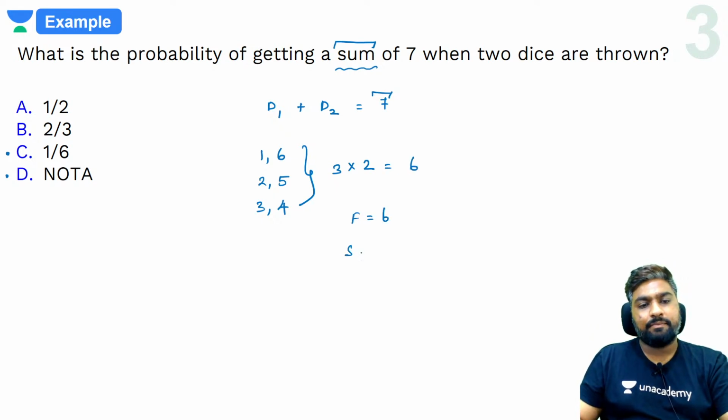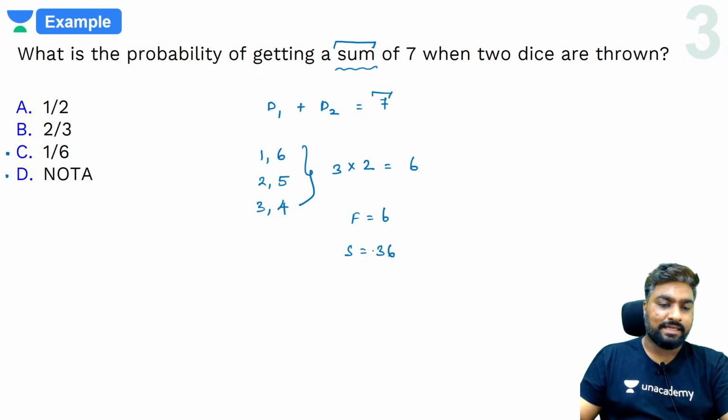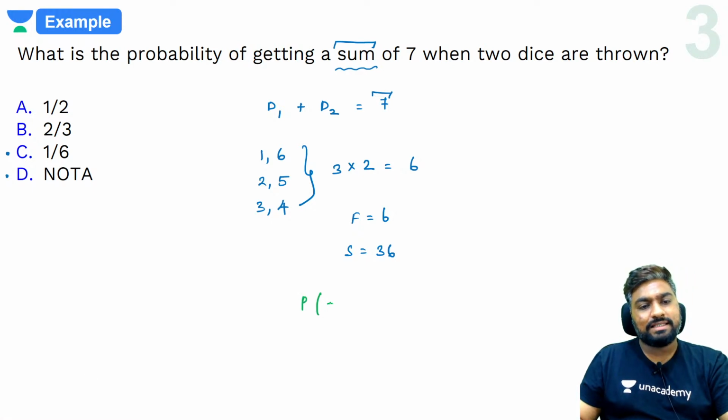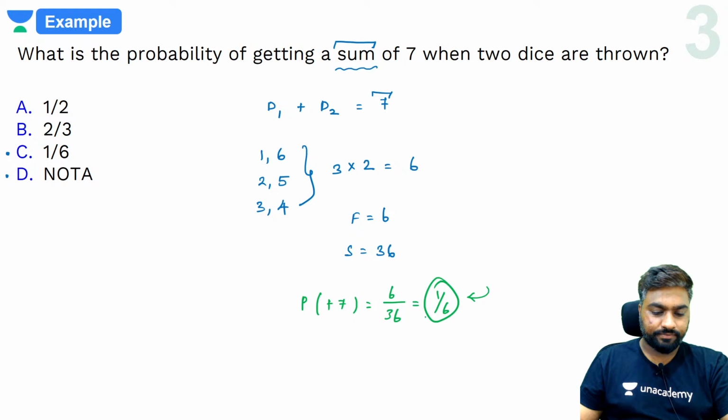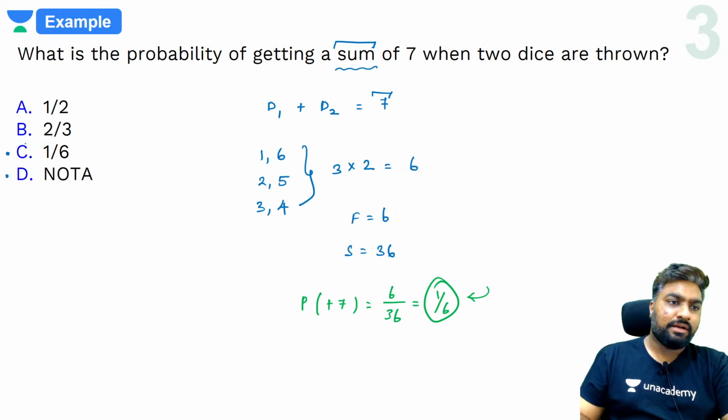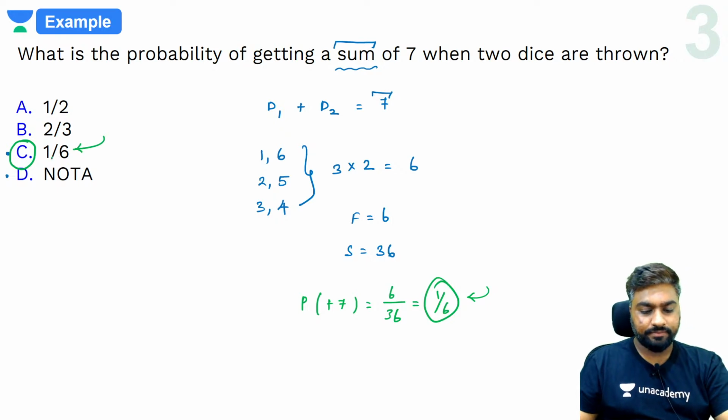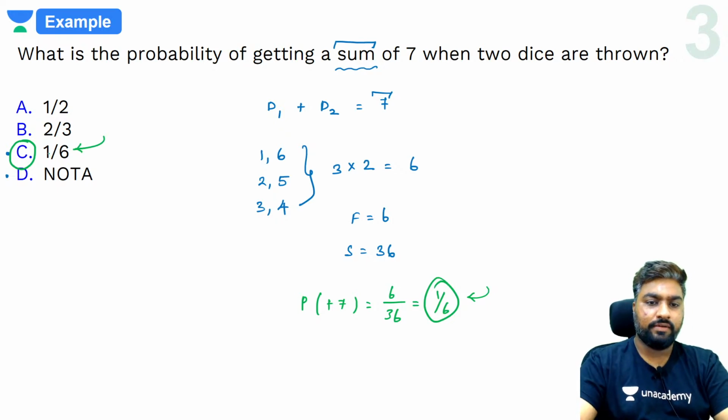And the sample space will have how many? 6 square, that is 36. So what's our probability? Quite simple. Probability of getting the sum to be 7 is 6 upon 36. That's nothing but 1 upon 6. Got it? Simple, right? Simple questions. Beautiful.